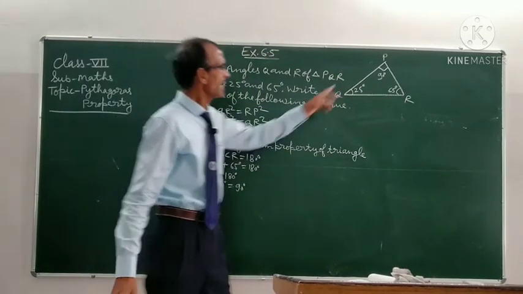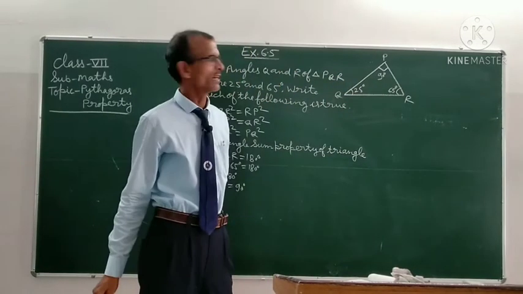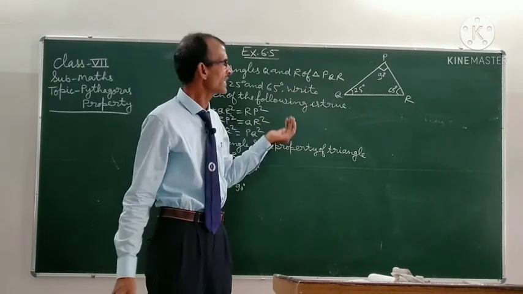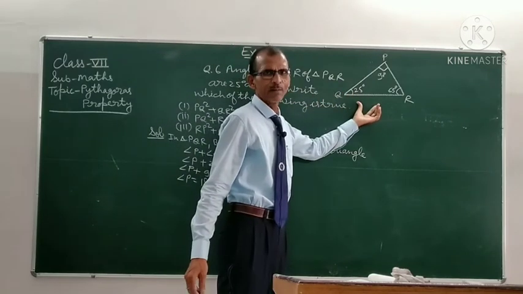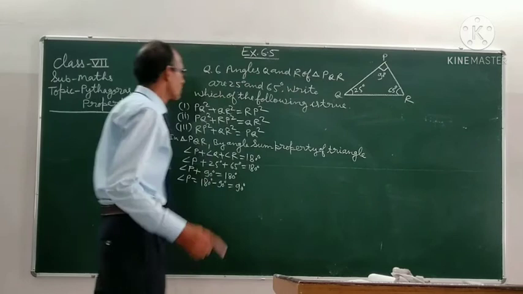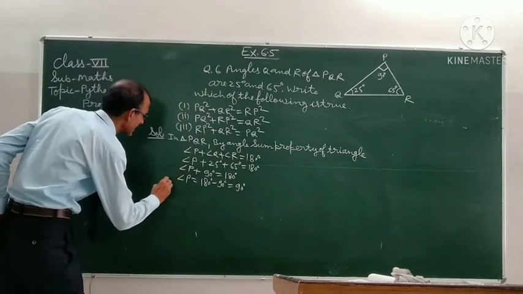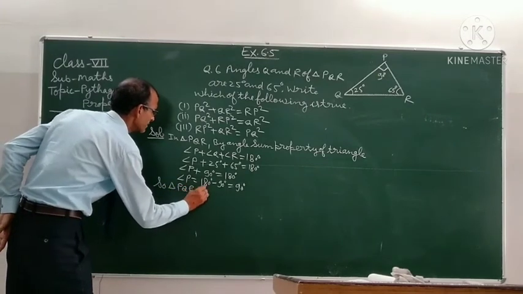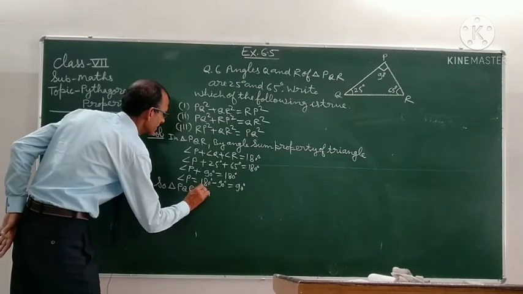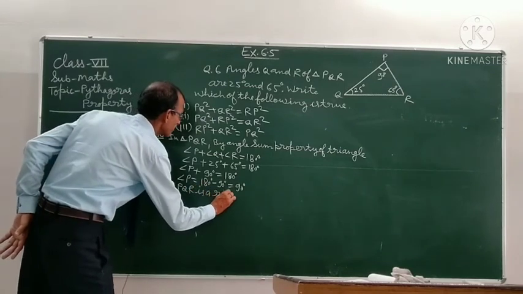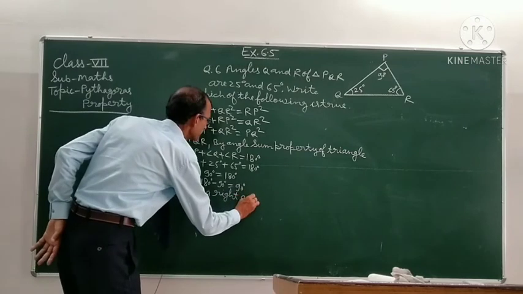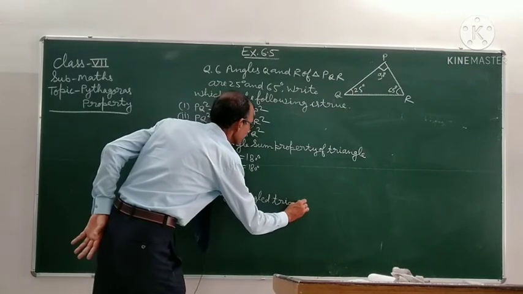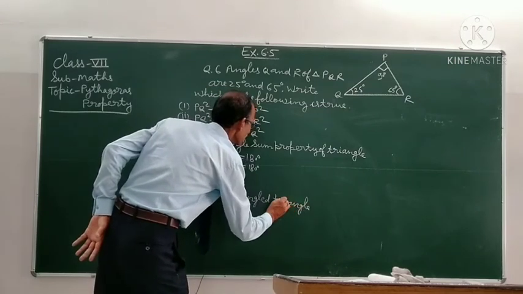So, triangle PQR is a right angle triangle, because a triangle whose one angle is 90 degree is a right angle triangle. Okay? So, triangle PQR is a right angled triangle.